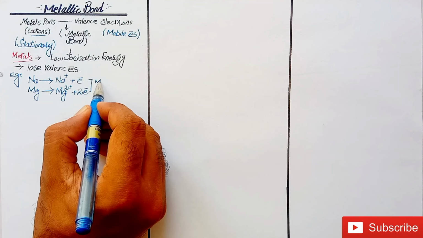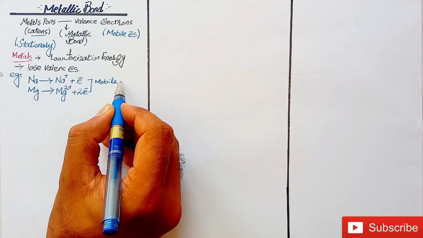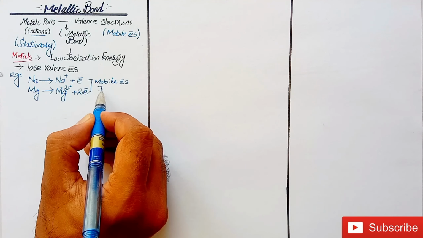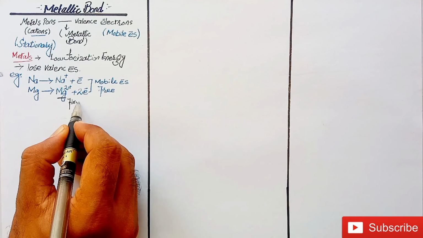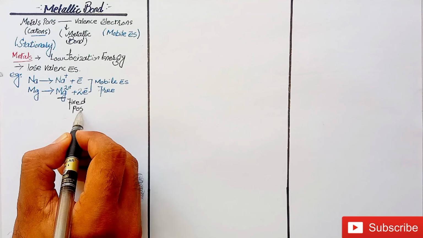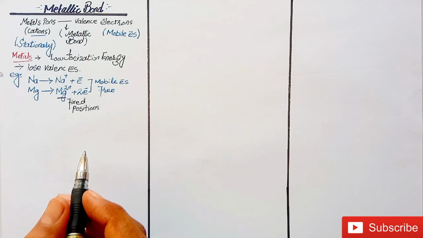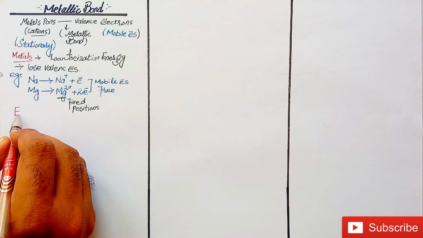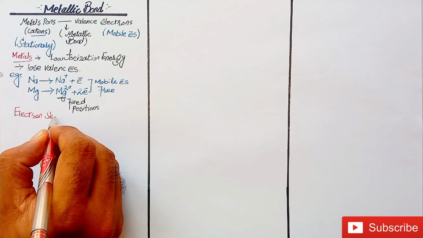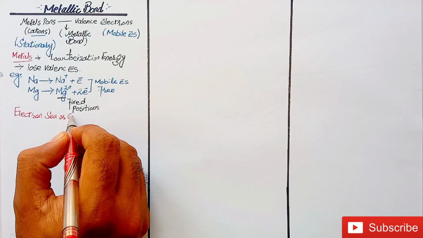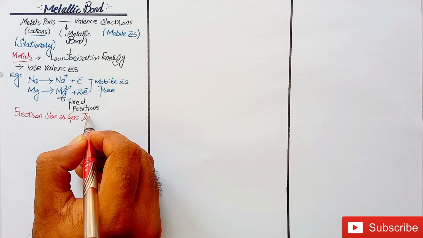Here, these are the mobile electrons which are free, and these are the cations which are fixed at their positions. These mobile electrons and cations develop the electrostatic force and make metallic compounds. There is a theory, the electron sea or gas theory, which explains the metallic compounds or metallic bond very nicely.